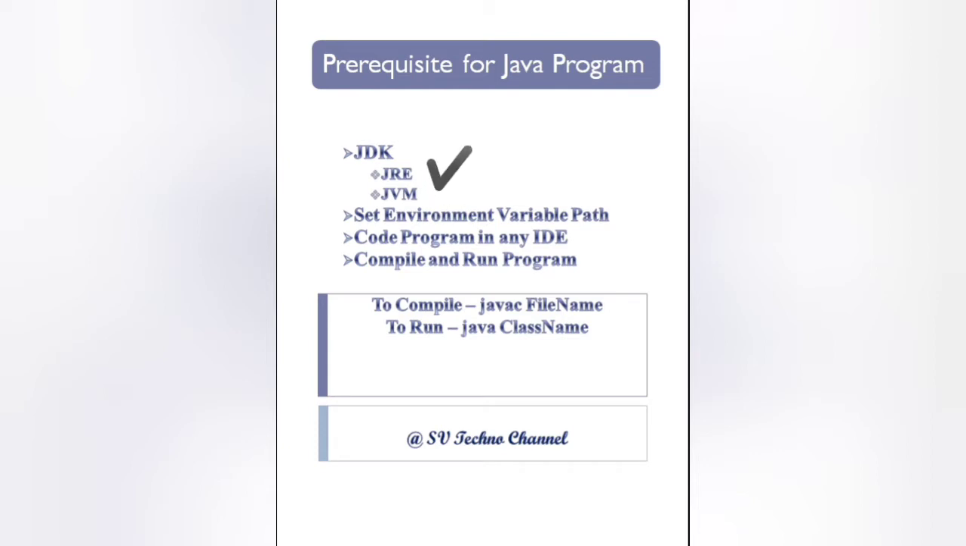Before JRE, first try to understand what is platform. So platform is a combination of software and hardware environment. With the support of platform, we can run any program. So let's move on to JRE. JRE stands for Java Runtime Environment.